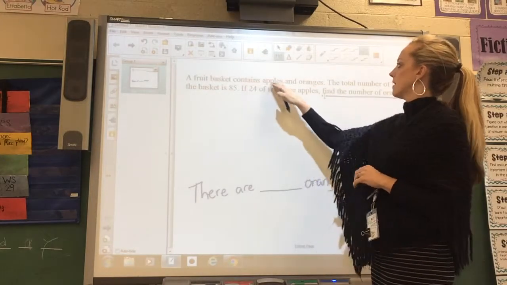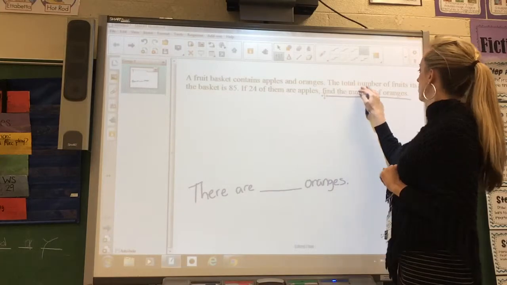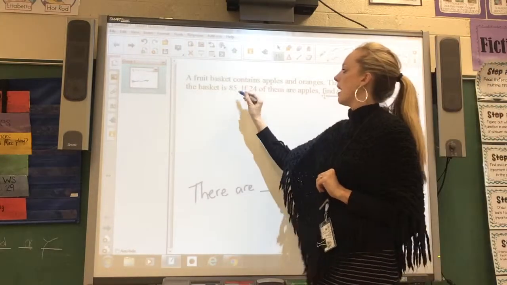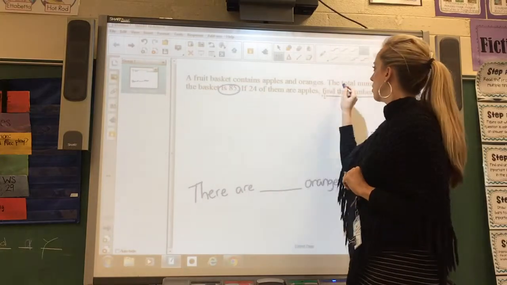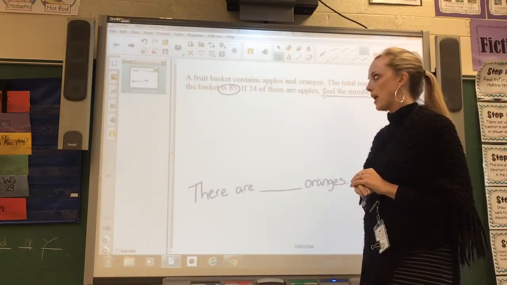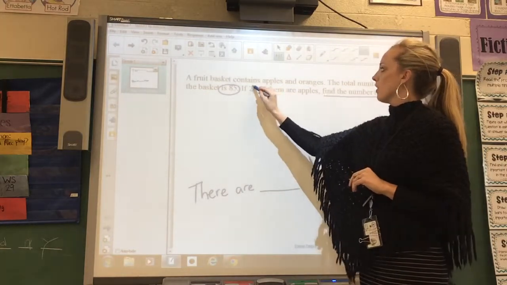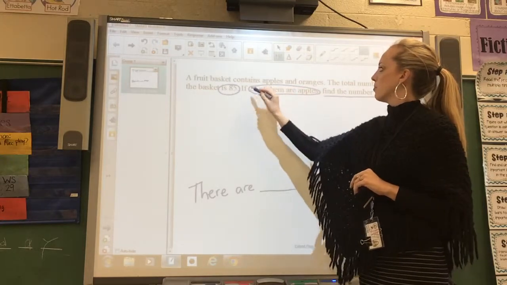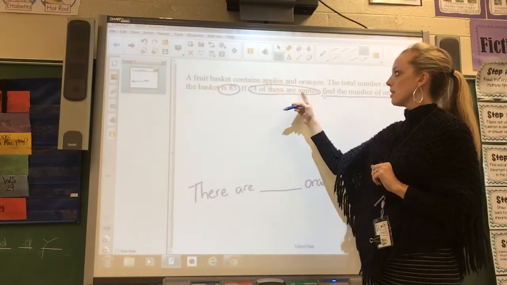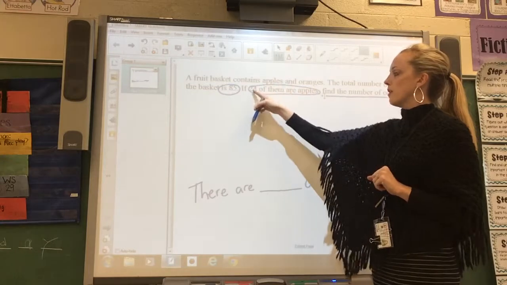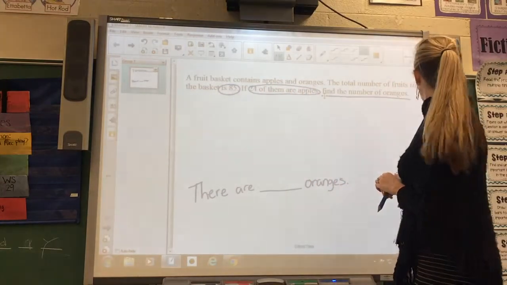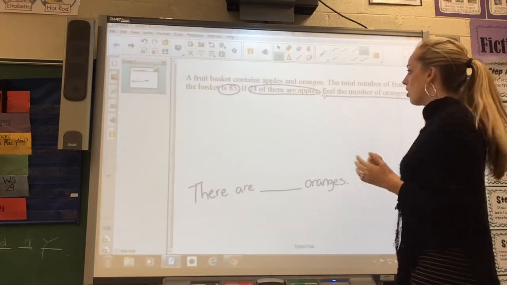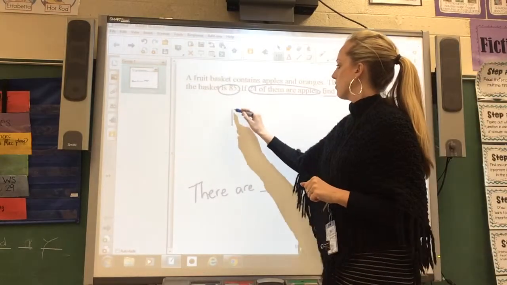Okay? Let's go back through and look for important information in the problem. A fruit basket contains apples and oranges. The total number of fruits in the basket is 85. So that is important. That's the total number of pieces of fruit, 85, and 24 of them are apples. Another important thing. I also circled the rest of this because I want them to know that 24 goes with apples. Okay? So the next step is to draw a bar model to represent this information.